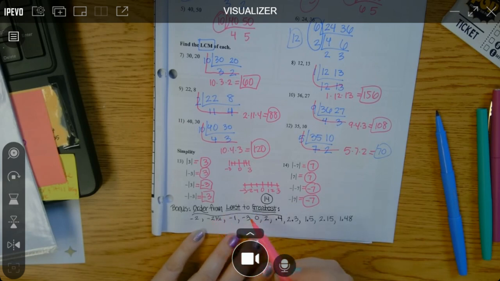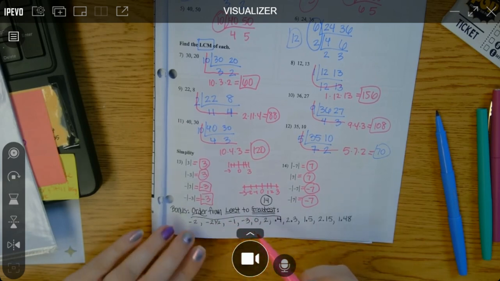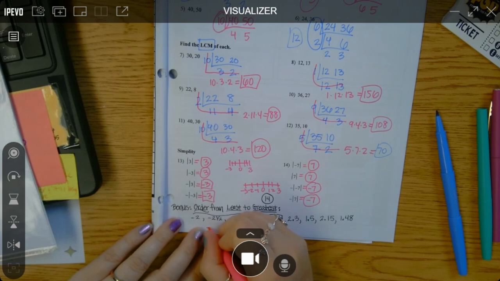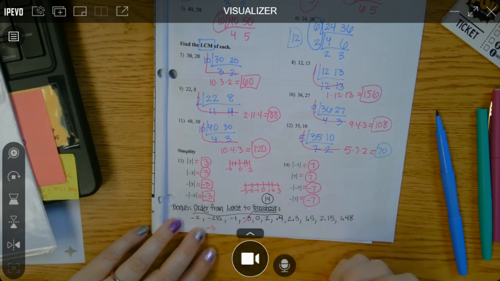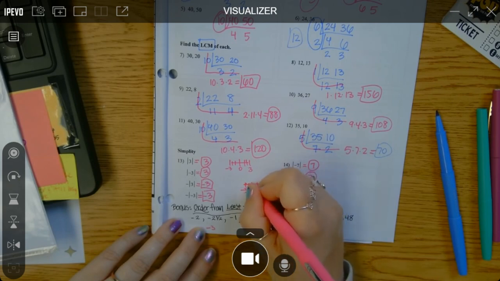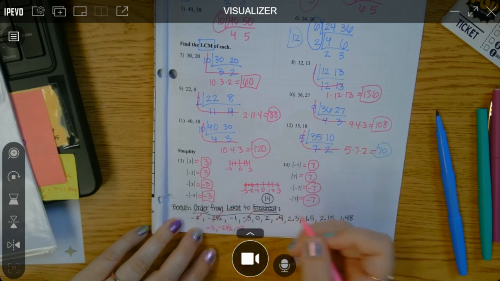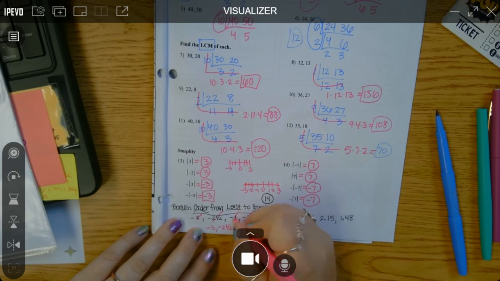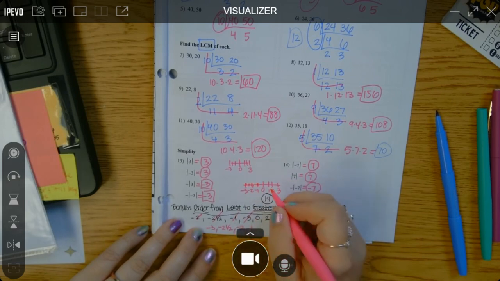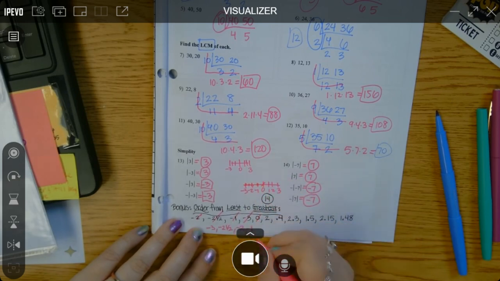So here are all your negatives. What's the smallest one? It's actually the negative 3. Then what? Okay, so negative 3 is here. Then you have the negative 2.5, right? Because 2.5 is between the 2 and 3. Then what? Then the 2. Okay, and then the negative 1. And then you have 0. Okay.